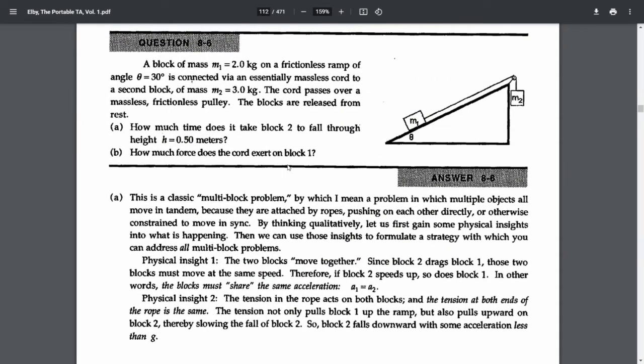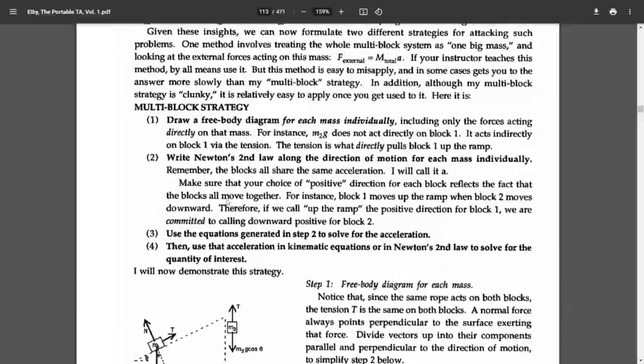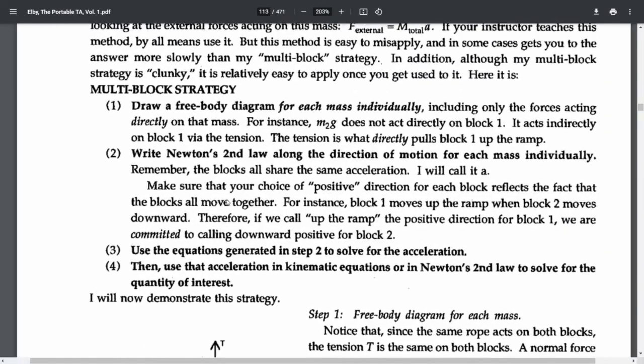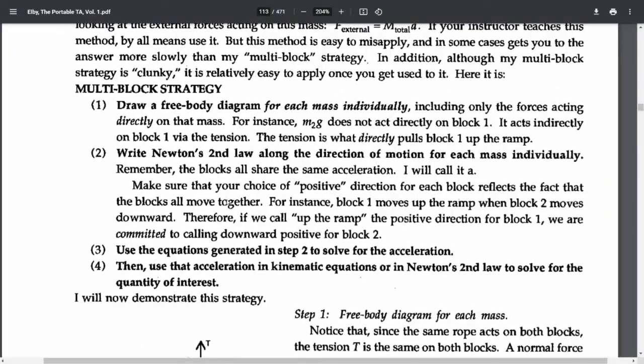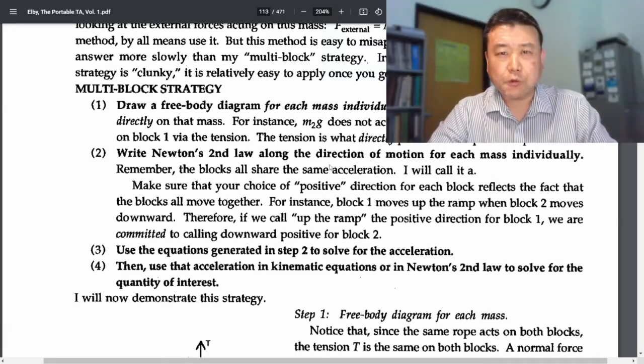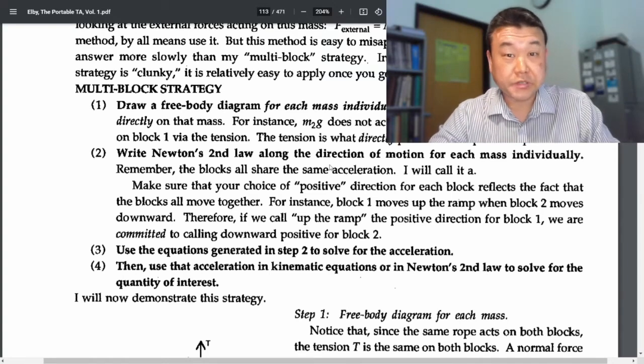In this problem, Andrew Elby introduces something that he calls multi-block strategy. And again, in a separate video, I'll draw more thorough comparison of our standard strategy and the Newton's law strategy that is introduced in the Portable TA. Now, back to our presentation of the standard strategy.